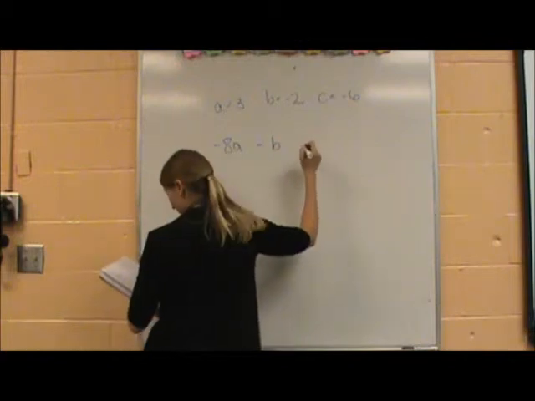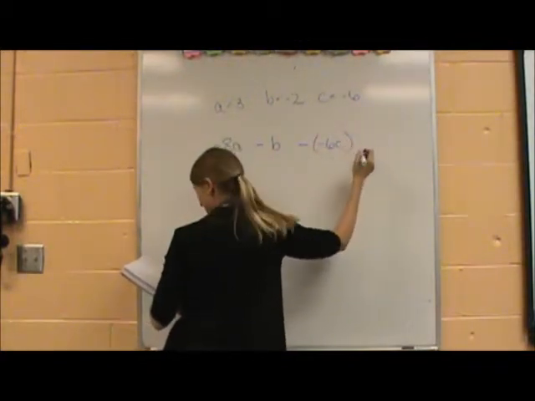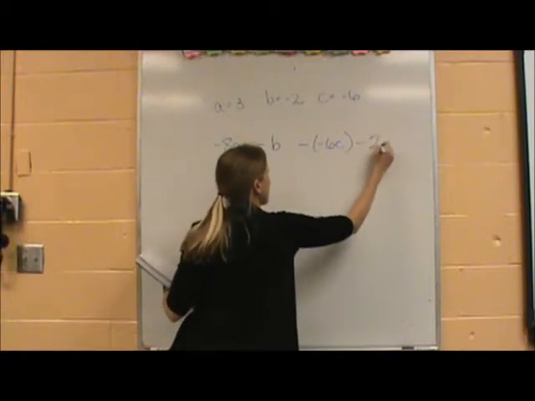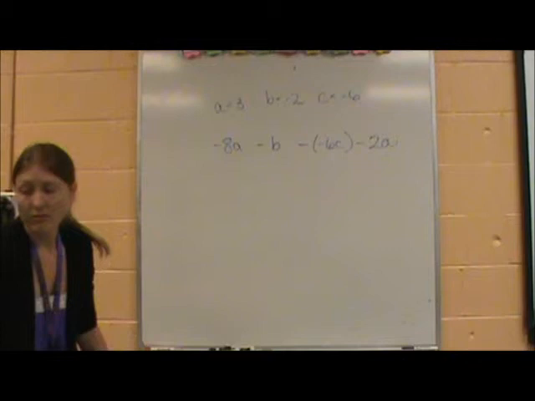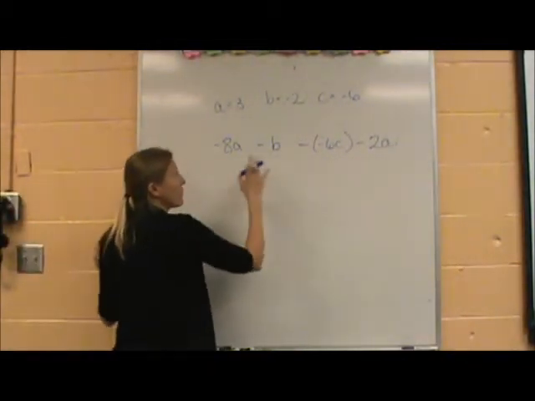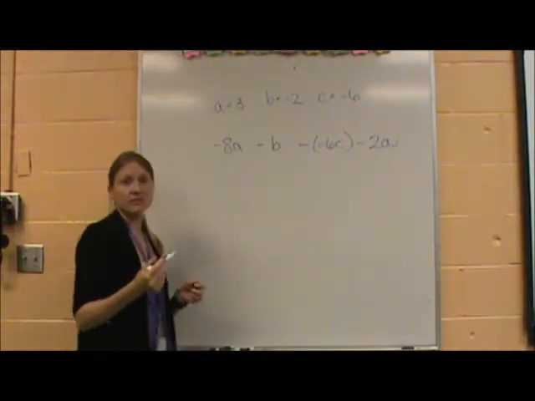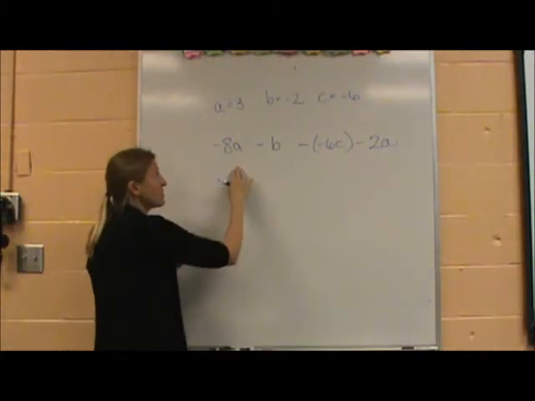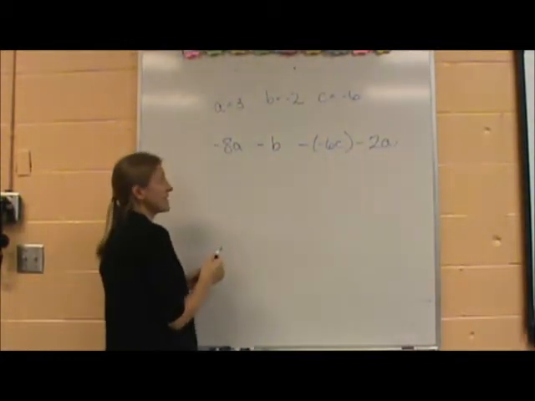minus b minus negative 6c minus 2a. First thing, before you get started substituting in and solving, it's easiest just to combine like terms. Make sure you combine the like terms first, then substitute and solve. It makes it a lot easier.